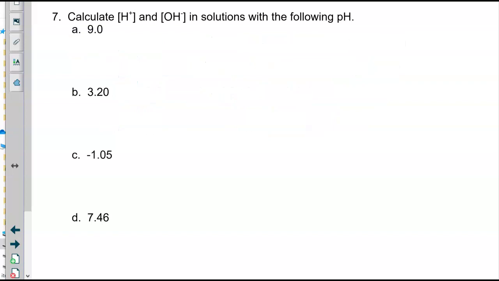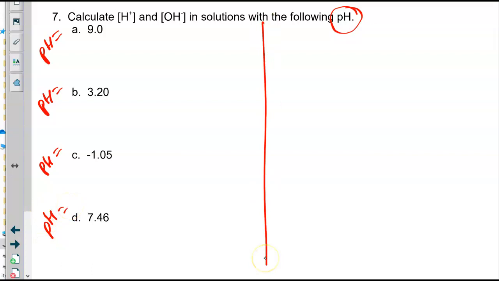Okay, looking at 7, it says calculate H plus and OH minus with the following pH. So these are all pH equals, pH equals, pH equals, and pH equals. I'm going to do an example here. Let's say you have a pH of 5.39. So here's how you would follow through with this problem.